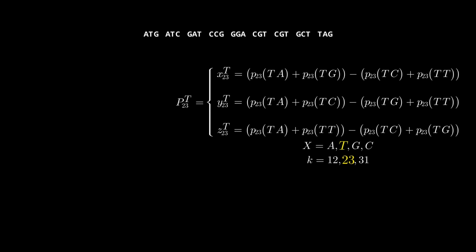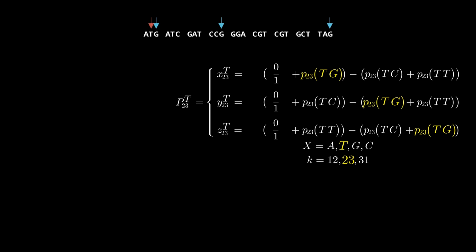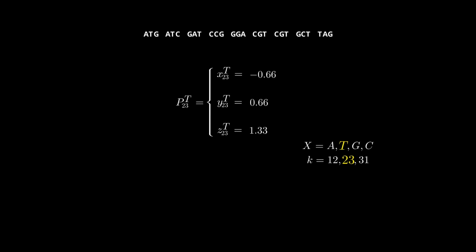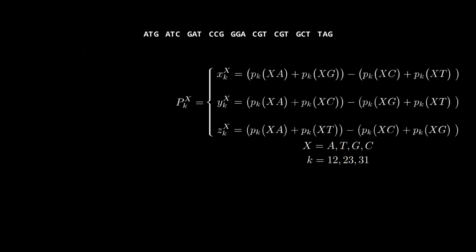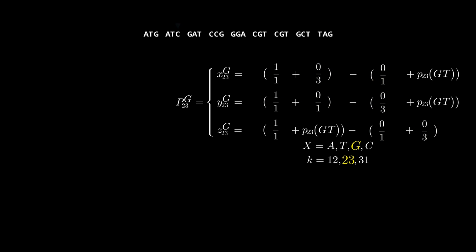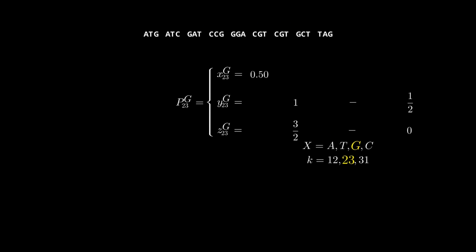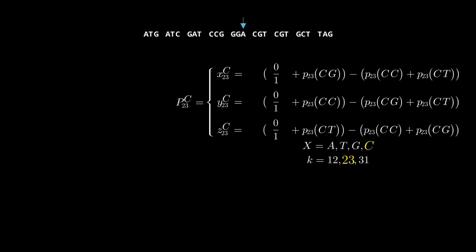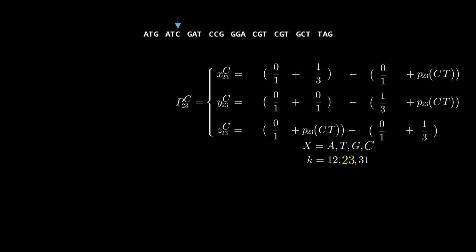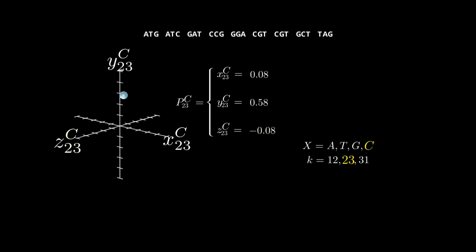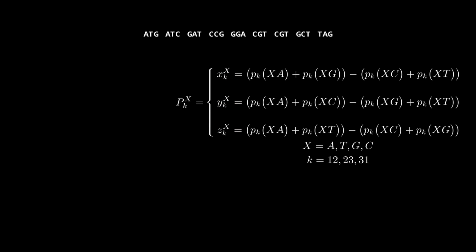We'll repeat again when X is equal to the other nucleotides like before. And just like before, we'll repeat everything for all of the nucleotides again, but this time when K is equal to 3 1.